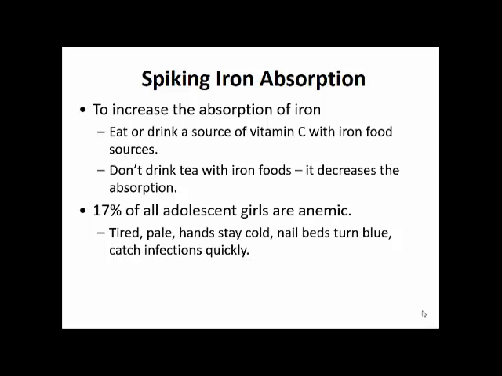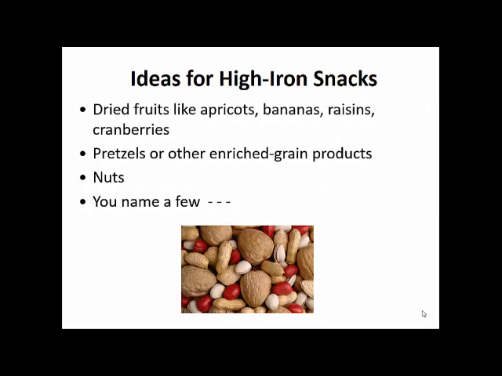17% of all adolescent girls are anemic: tired, pale, hands stay cold, nail beds turn blue, catch infections quickly. Iron-rich snacks include dried fruits like apricots, bananas, raisins, cranberries, pretzels or other enriched grain products, and nuts.